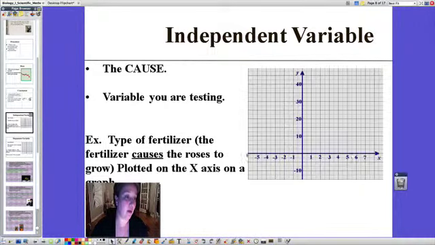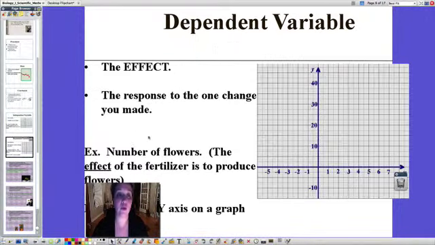Now, in making a graph, you have the independent variable and the dependent variable. Your independent variable is what's going to go on the x-axis. Okay? It's the variable you are testing. It is the cause. Type of fertilizer. The fertilizer causes the roots to grow. Plotted on the x-axis.